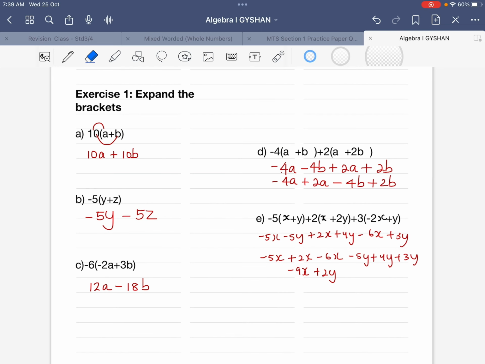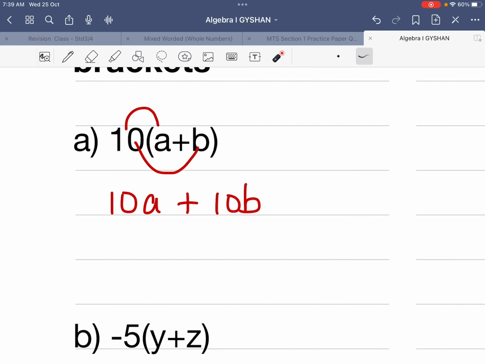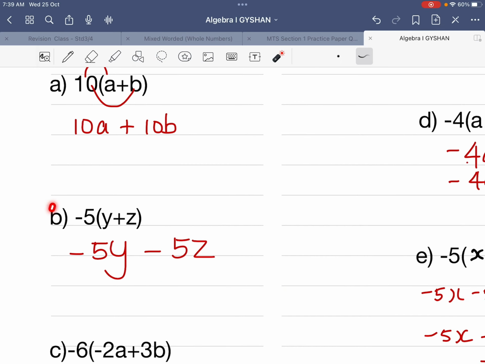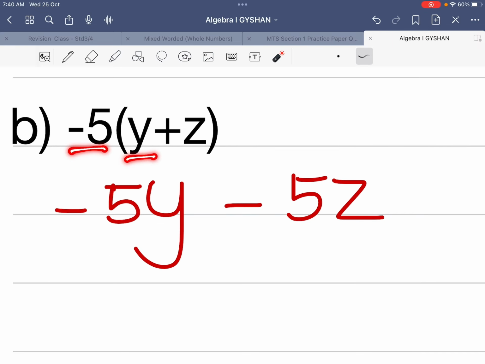So here we have 3 other examples. Well, actually 5. So 10 times A is 10A plus 10 times B is 10B. Minus 5 by Y is minus 5Y. A negative by a positive is a negative. 5 by Z is 5Z. So that's negative 5Z or minus 5Z.